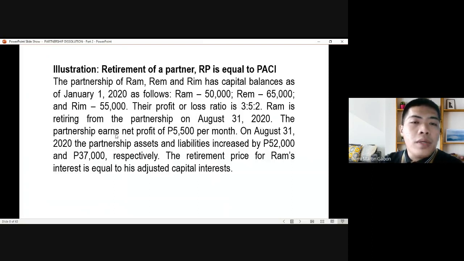The partnership earns net profit of 5,500 per month. So given per month, not the whole year. On August 31, 2020, the partnership assets and liabilities increased to 52,000 and 37,000 respectively. So the assets increased by 52,000 and the liabilities increased by 37,000. The retirement price for Ram's interest is equal to his adjusted capital interest. So therefore, the retirement price is equal to his adjusted capital interest.